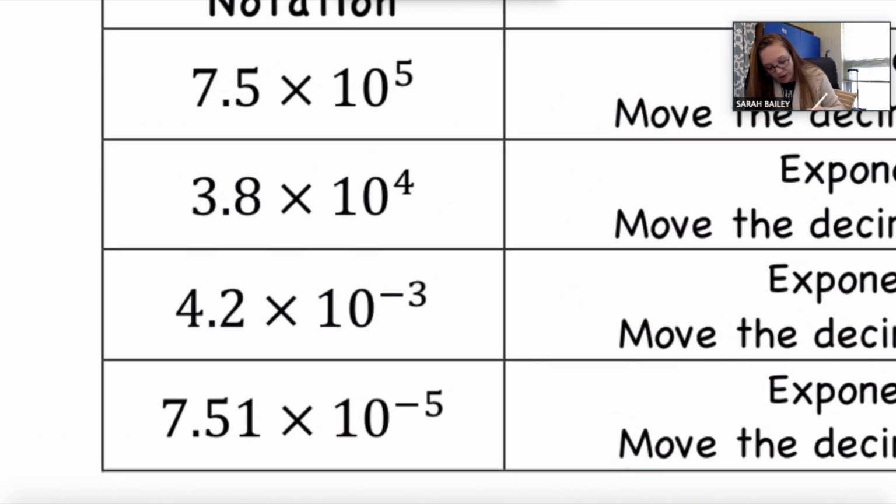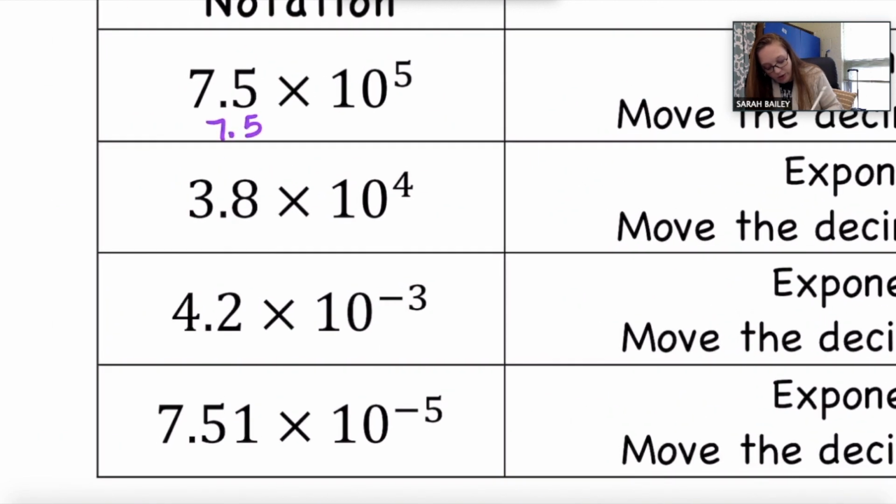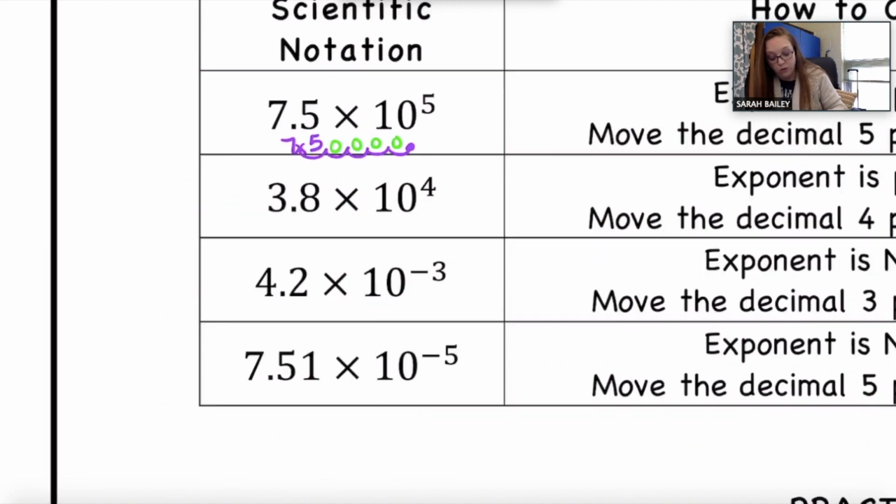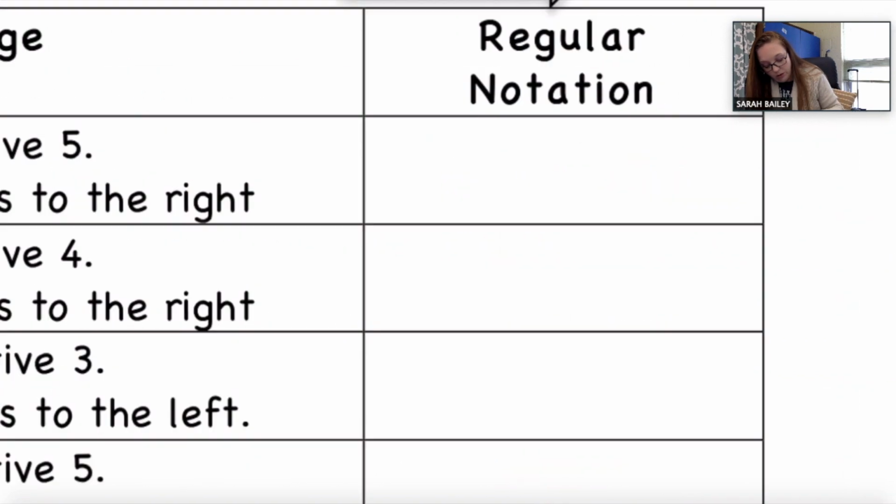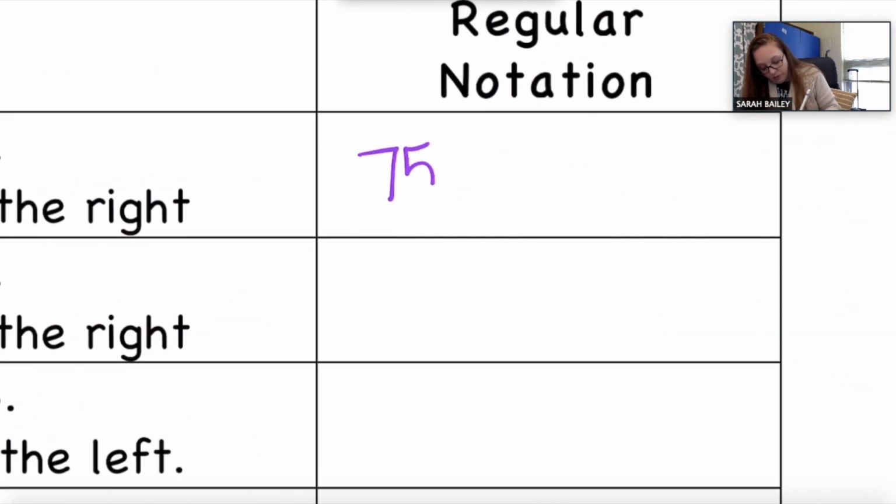So I'm going to write it down here. I'm going to write down the 7.5, and I'm going to move to the right 5 places. 1, 2, 3, 4, 5. And I see that I have some empty spots there, so those get zeros. So my number is a 7, 5, and then 4 zeros. So I'm going to come over here, put a 7, a 5, and 1, 2, 3, 4 zeros.